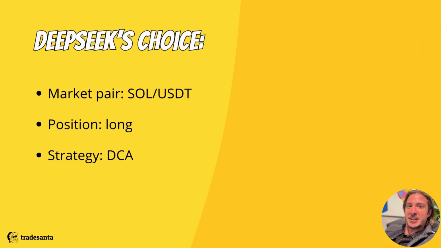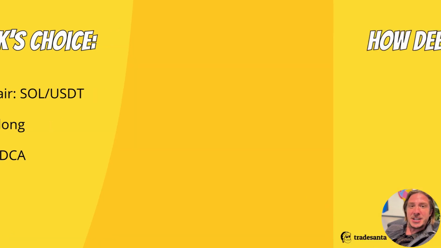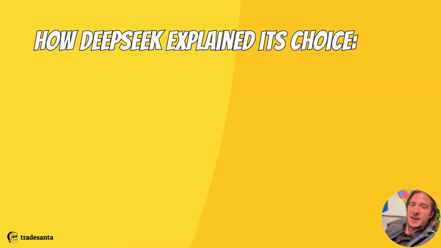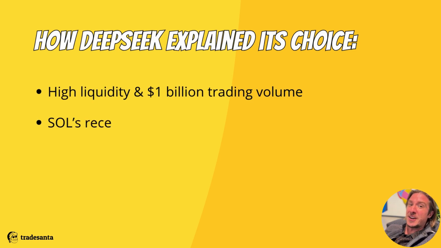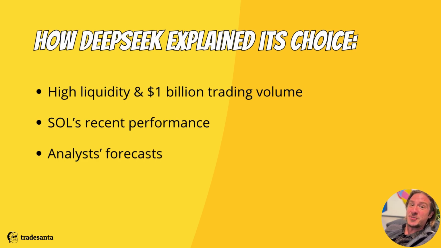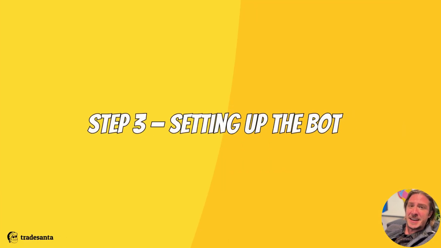After a quick think, DeepSeek decided to go long on the SOL USDT pair using a DCA strategy and gave me the full setup for my bot. Why did it decide to go long on Solana? First, its high liquidity and $1 billion trading volume at that time. Then, Solana's recent performance. And in the end, DeepSeek took into account analyst forecasts and its risk profile. Now that we know the strategy and the settings, it's time to set up our experimental bot.